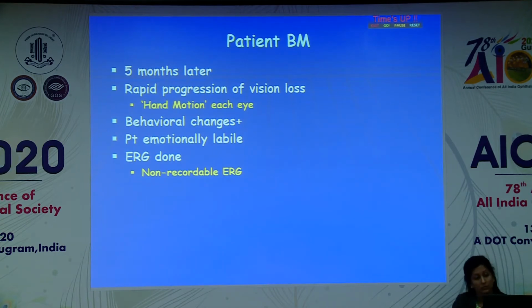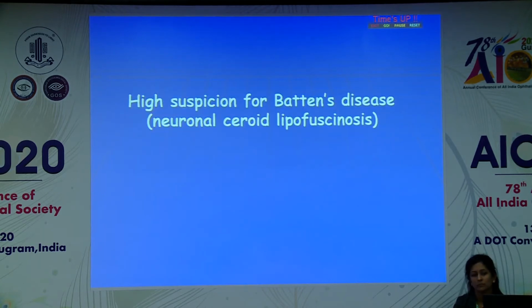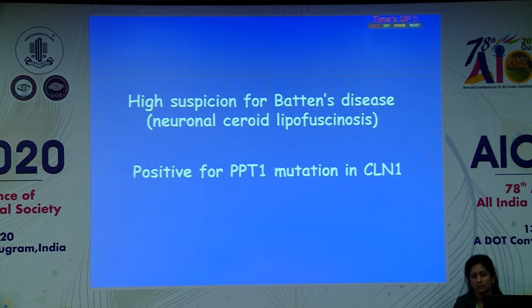I had already alerted the patient's parents. So there was some behavioral changes, temper tantrums. Patient was emotionally labile. And when we did the ERG, it was non-recordable. Just in 5 months, it went from almost pretty normal rods, some subnormal cones, to non-recordable rods and cones. This is an important indication to test for Batten's disease. So I sent the blood for checking for Batten's disease.